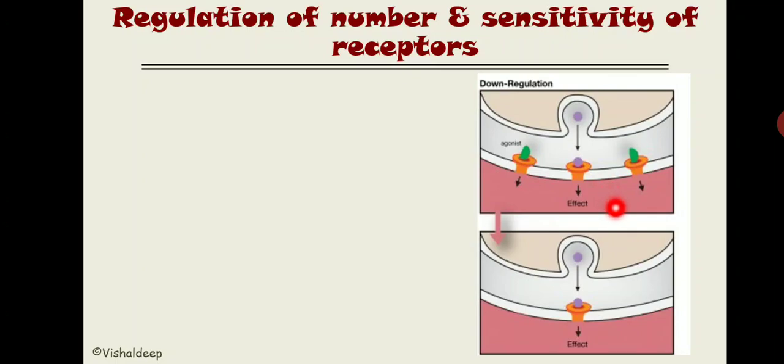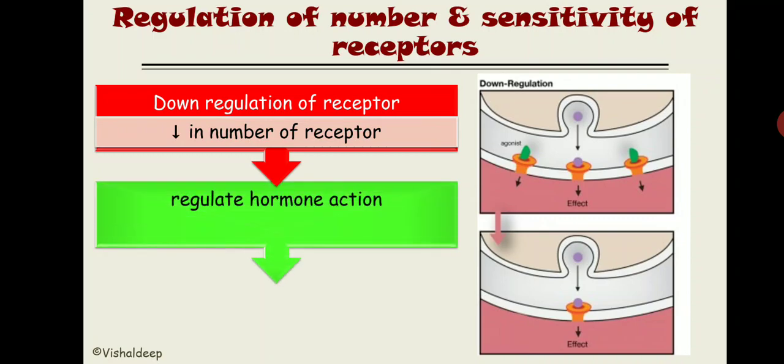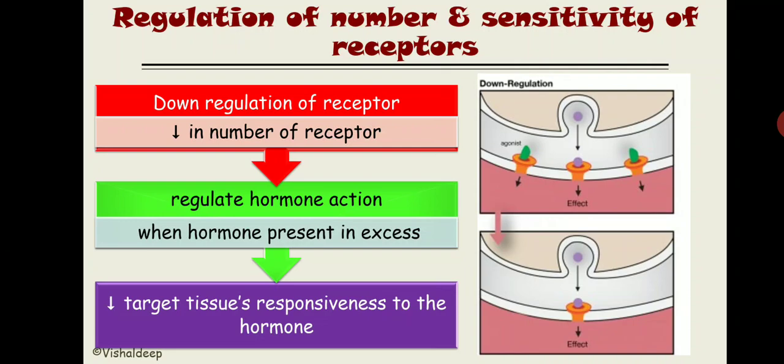So we need to decrease that action. To regulate the hormone action, we have to decrease the number of receptors. That is known as down regulation. So what is down regulation of the receptor? It is basically a decrease in the number of receptors. It regulates the hormone action when the hormone is present in excess. So by decreasing the number of receptors, it decreases the responsiveness of the target tissue to that particular hormone.